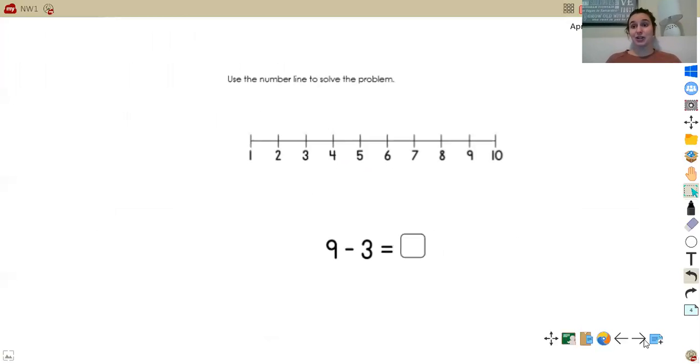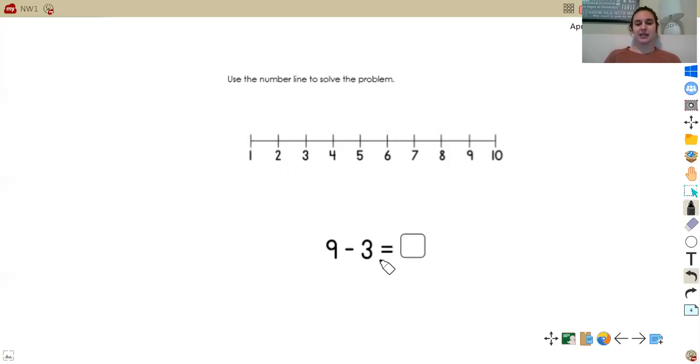Now it is time to do your exit ticket. So go ahead, and this time you are going to pause the video, work this on your own, and then come back and check your work. It says use the number line to solve the problem. Go ahead and pause right now and do your work. Okay, so now that you have done the work on your own, let's go ahead and double check your exit ticket now. Use the number line to solve the problem.